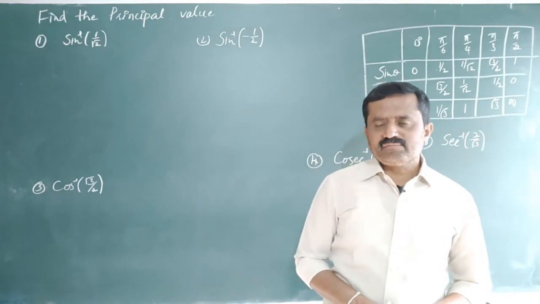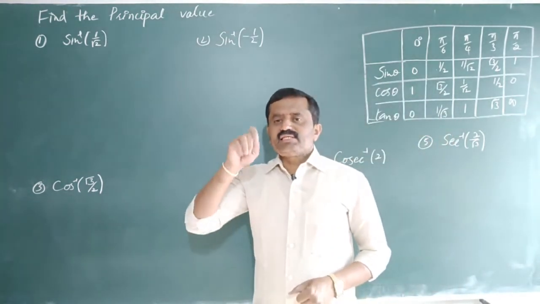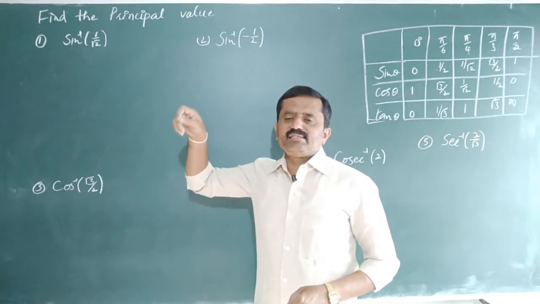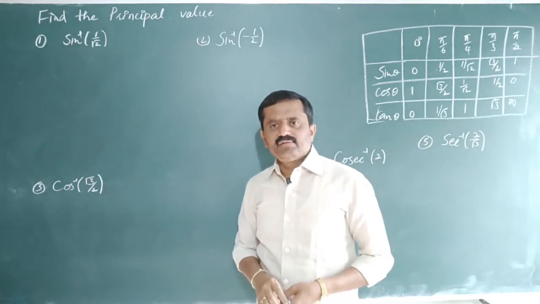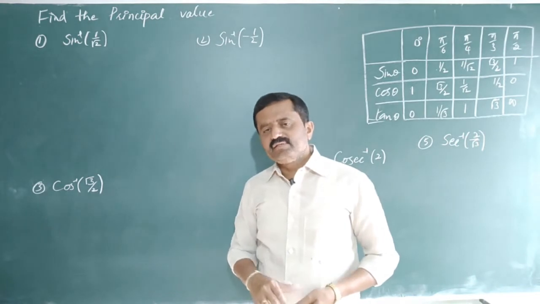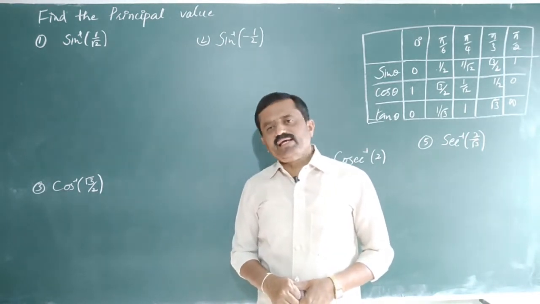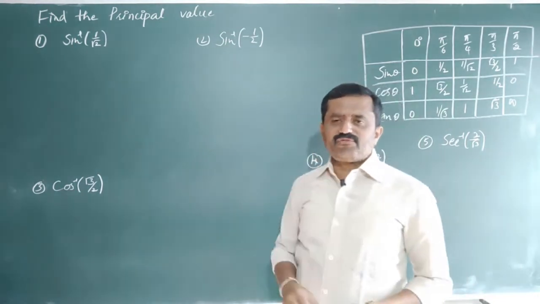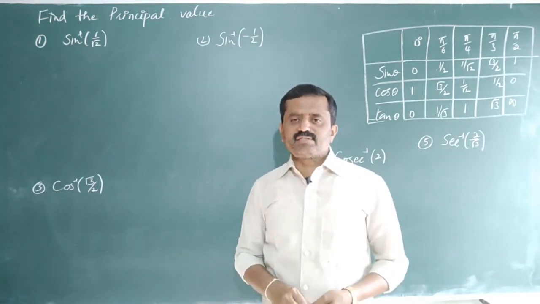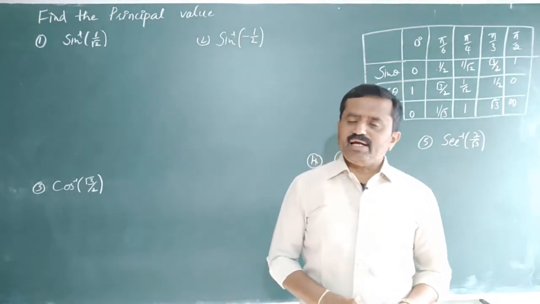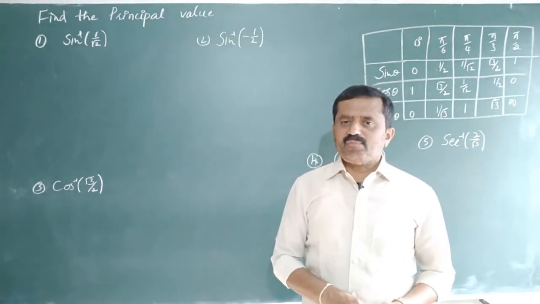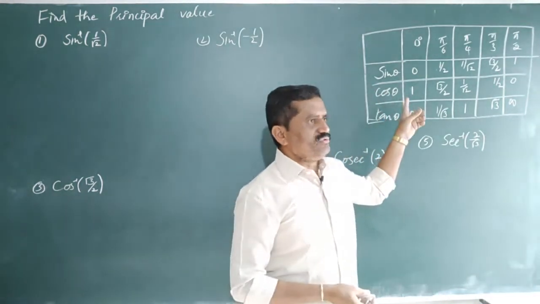Once again you should remember the properties: sin inverse of minus x is equal to minus sin inverse of x, tan inverse of minus x is equal to minus tan inverse of x, and cosecant inverse of minus x is equal to minus cosecant inverse of x. Similarly, we have cos inverse of minus x is equal to pi minus cos inverse of x, cot inverse of minus x is equal to pi minus cot inverse of x, and secant inverse of minus x is equal to pi minus secant inverse of x. You should remember these formulas as well as the trigonometric values that I have written here.